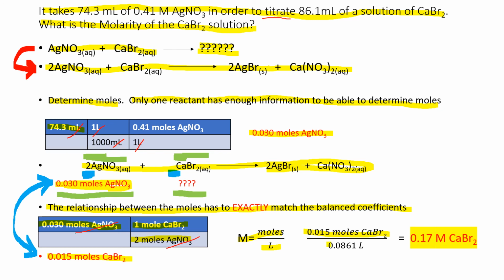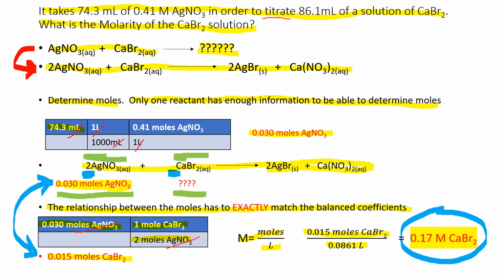That ends up being 0.0861 liters. I then just have to divide those values together. 0.015 divided by the 0.0861. And the result is going to give me that molarity, that 0.17 molar calcium bromide. So the key step in this calculation was setting the mole ratio that we have equal to the balanced coefficients.